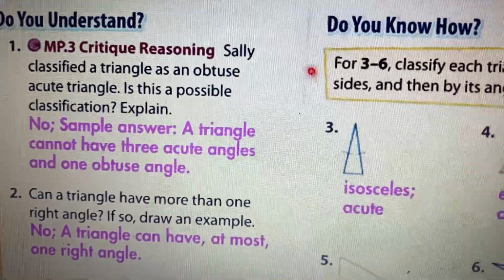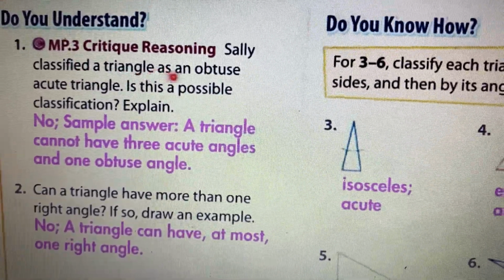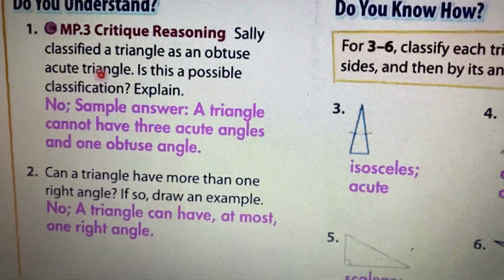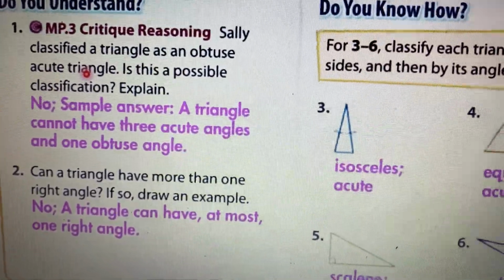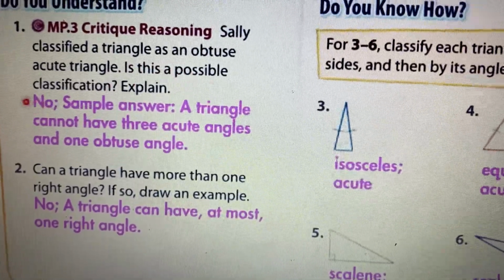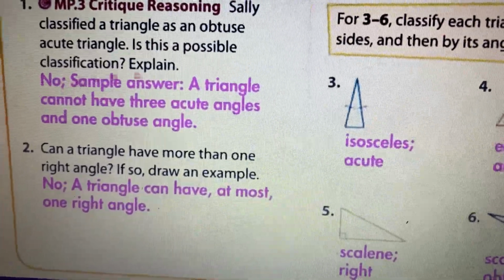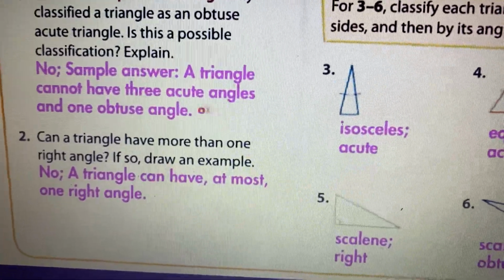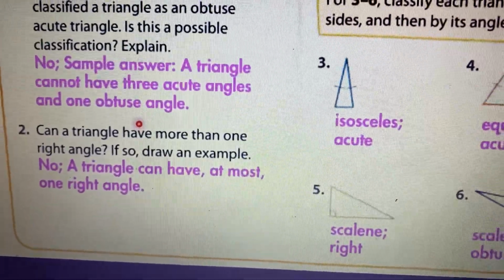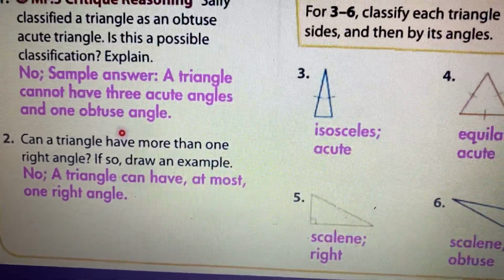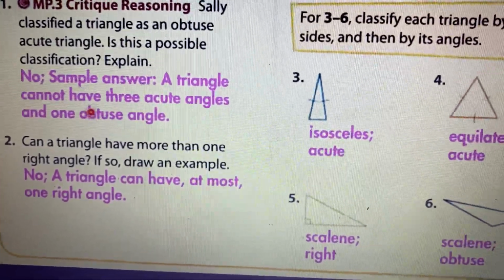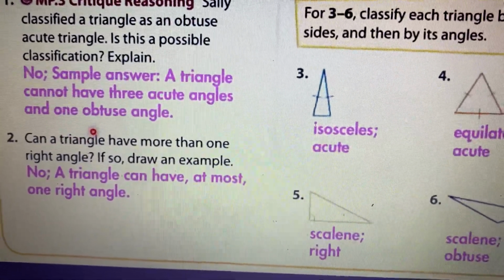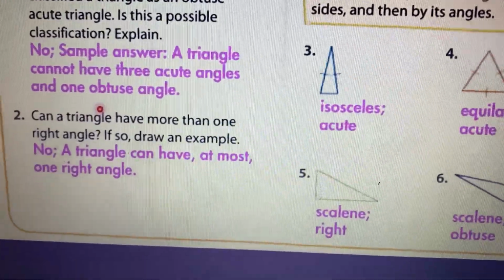Question number 1. Sally classified a triangle as an obtuse acute triangle. Is this a possible classification? No. A triangle cannot have three acute angles and one obtuse. We have only three angles in each triangle. So, can I have three of them acute and one of them obtuse? No, this is not a triangle.